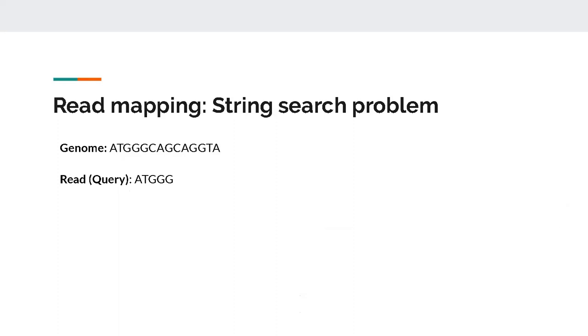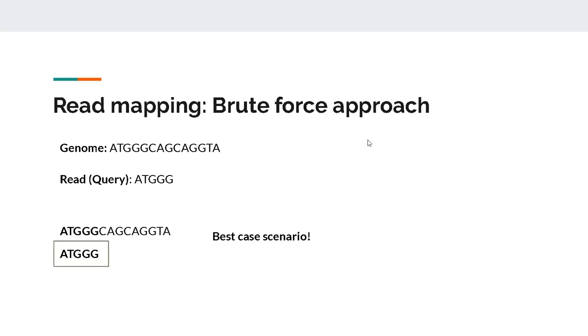So the first thing that comes to a layperson's mind is that the easiest thing would be a brute force approach, that I take this read and I start from the first position of the genome and keep seeing, okay, am I getting a complete match of this read or not? So the best case scenario is that as soon as you start doing the search, you will get the match at the first position of the genome. So you already have a match. This is the best case scenario.